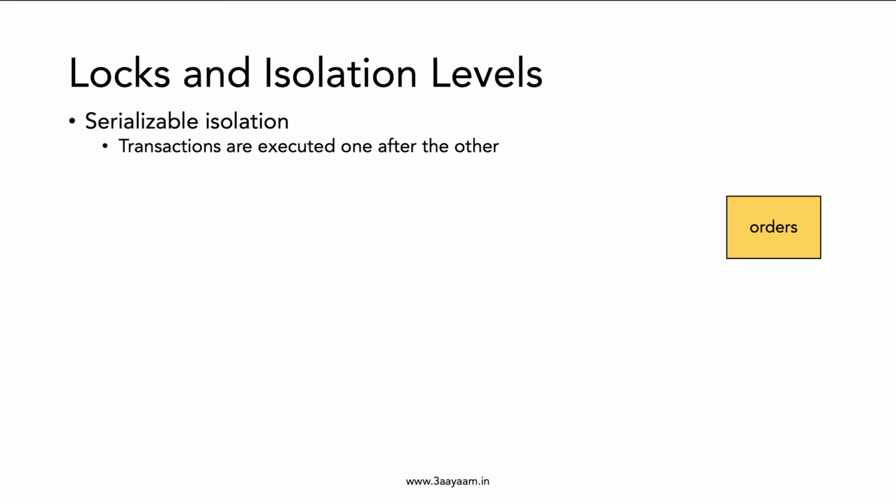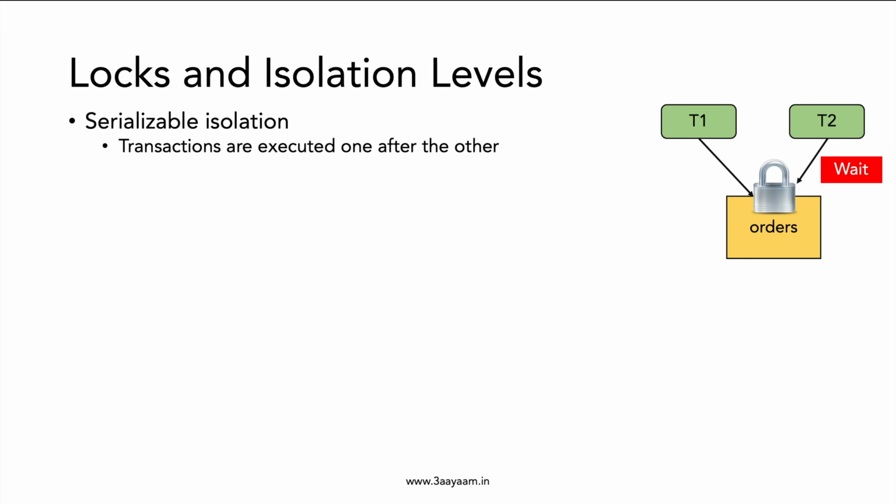Now let's see with an animation. Let's say we have this orders table and this transaction is updating this orders table. What would happen is that this transaction T1 would take a lock on the orders table. Now if transaction T2 comes and tries to update the same table, it has to wait. That's what serializable isolation is. When T1 is complete, then T2 would be executed.